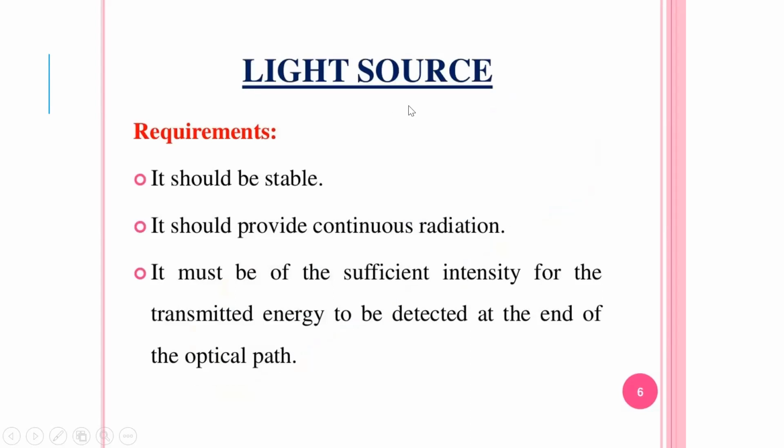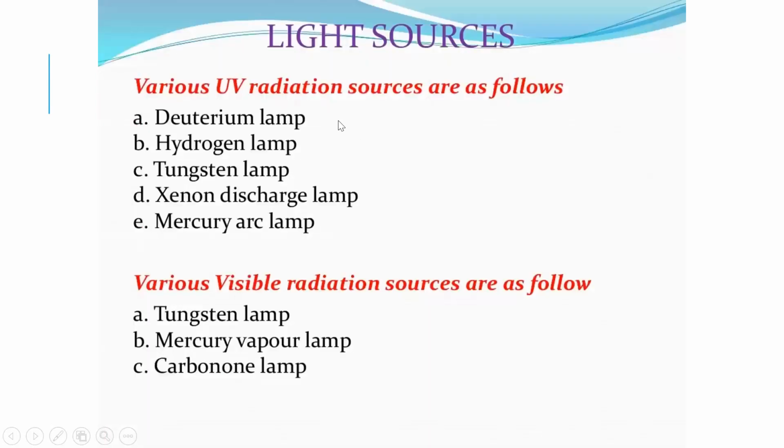First component is the light source. What are the requirements for the light source? It should be stable. It should provide continuous radiation. It should have sufficient intensity. Some examples of the light sources which are used in the UV range are given below. First is deuterium lamp, hydrogen lamp, tungsten lamp, xenon discharge lamp, mercury arc lamp. And these are the sources which are used in the visible range.